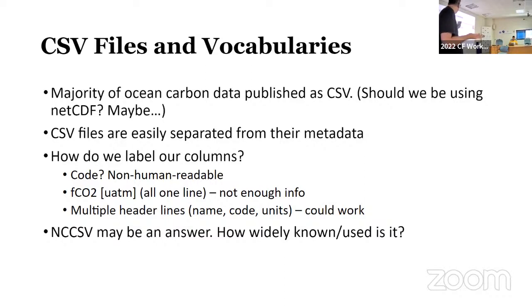So how do we label our columns? We just use a code that nobody can read as a human. Great for machine-to-machine stuff. What we tend to do at the minute is put a name and the units in there, but again, it's not a standard name. Maybe we put in multiple header lines, but I do like the look of NCCSV, which appears to be a NetCDF-compatible CSV format in effect.